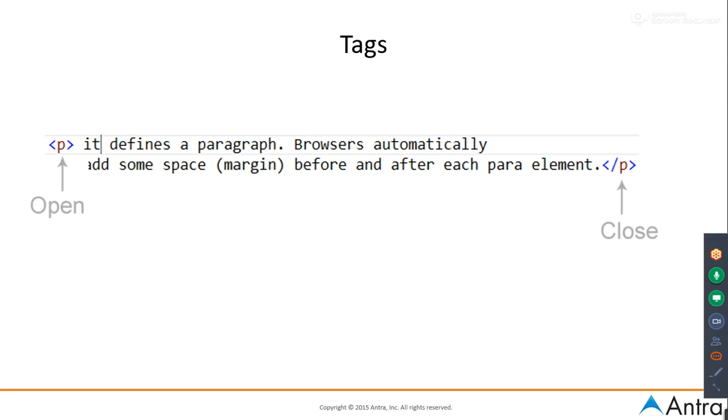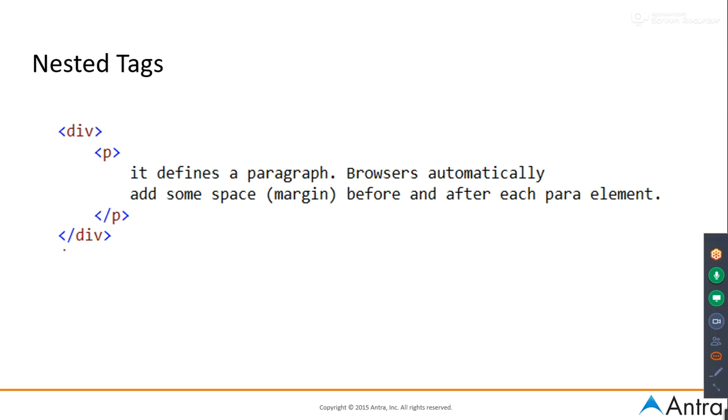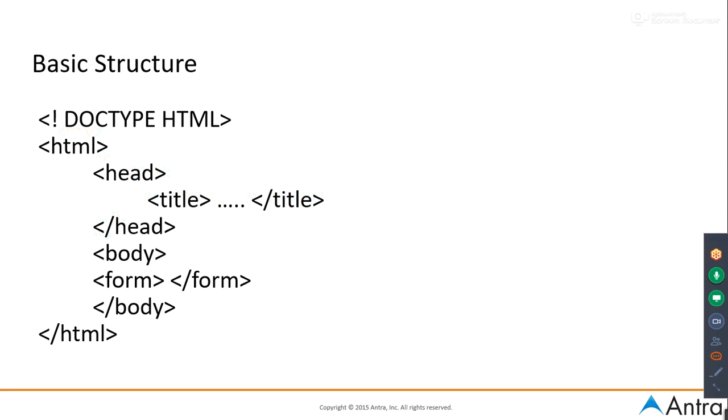Remember that a para tag, if it is open, must be closed, and any tag which is written inside the paragraph must be closed before the paragraph is closed. So tags must be placed perfectly, correctly. And nested tags: inside a tag you can put other tags also. Like inside the division you can use a paragraph.